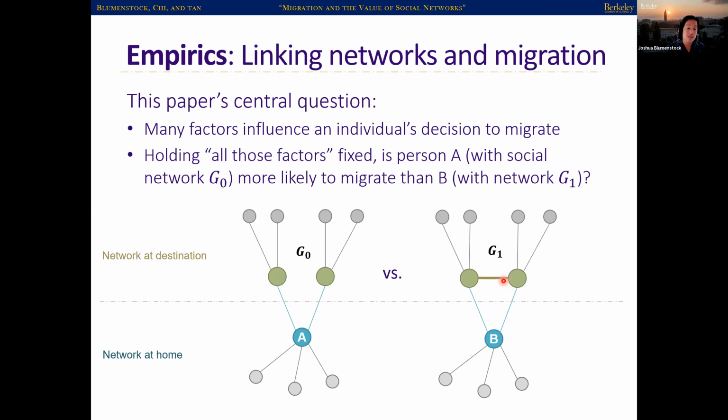And so we're going to say this minor variation in the higher order network structure, like the difference between A and B here, corresponds with higher migration rates. And this is just one example, but of course we could say, okay, well, what if the marginal variation is in the friends of friends in the destination? Or what if the marginal variation is in the connections between friends at home, and so forth, okay?